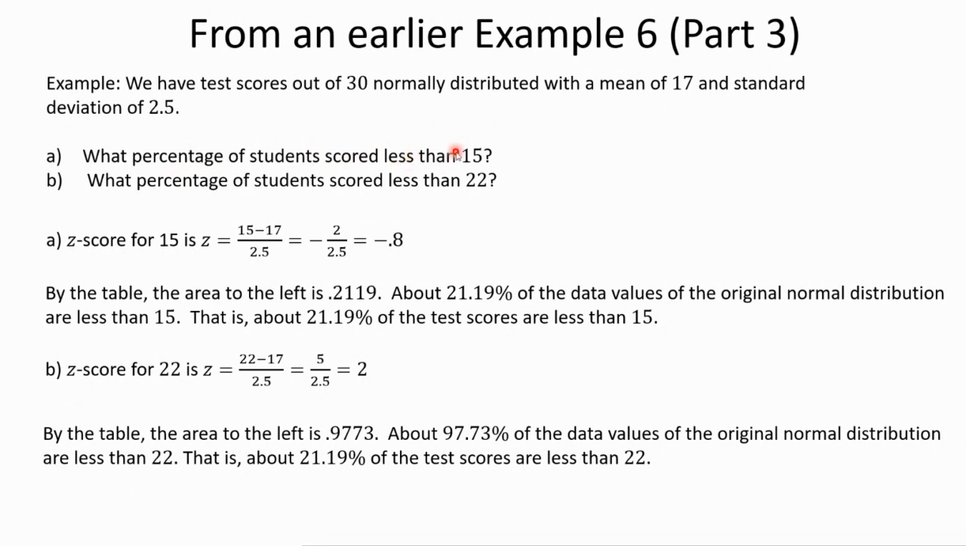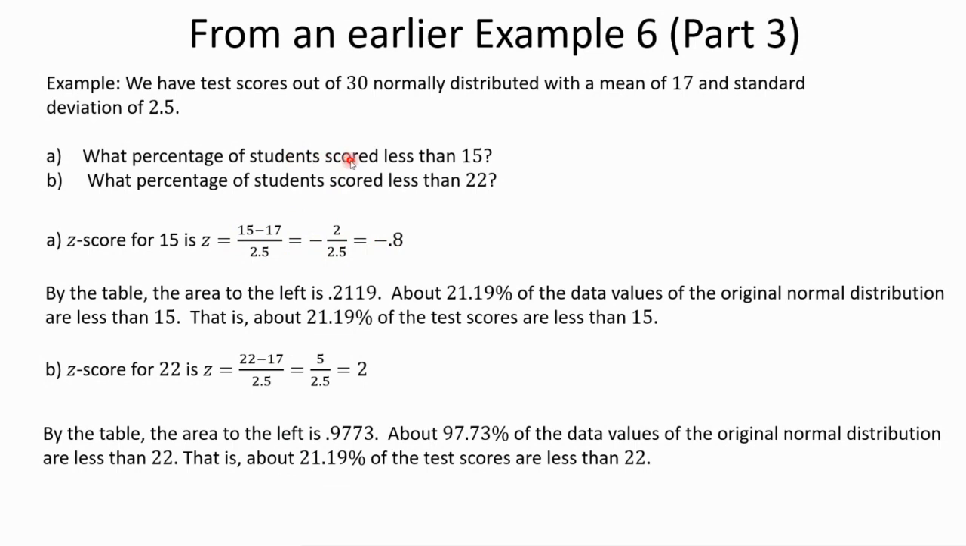Well, we have a normal distribution, right? Let's get the z-score. So for 15, remember, how do you get the z-score? It's the data value minus the mean divided by the standard deviation. So for 15, we're going to have minus 2 over 2.5. I put the minus in front, but algebraically you can do that. And this turns out to be negative 0.8.